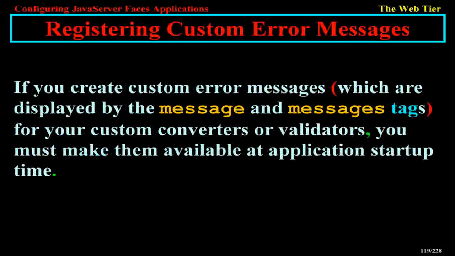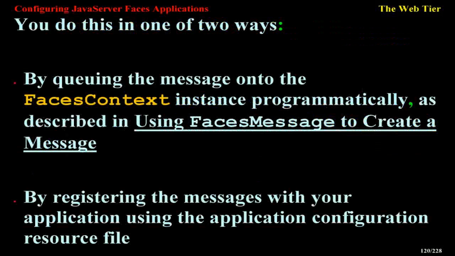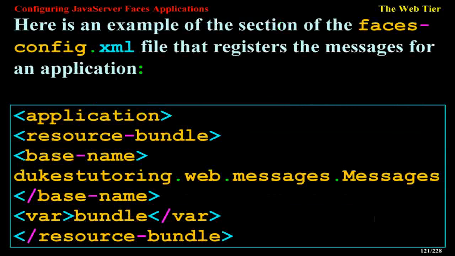If you create custom error messages which are displayed by the h:message and h:messages tags for your custom converters or validators, you must make them available at application startup time. You do this in one of two ways: by queuing the message onto the FacesContext instance programmatically, as described in Using FacesMessage to create a message; or by registering the messages with your application using the application configuration resource file. Here is an example of the section of the Faces config XML file that registers the messages for an application.